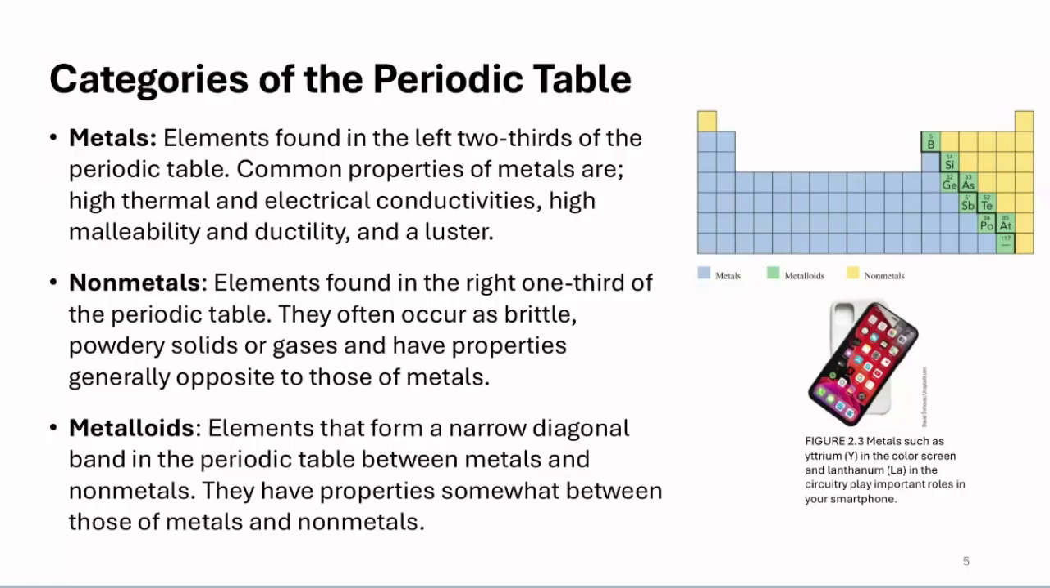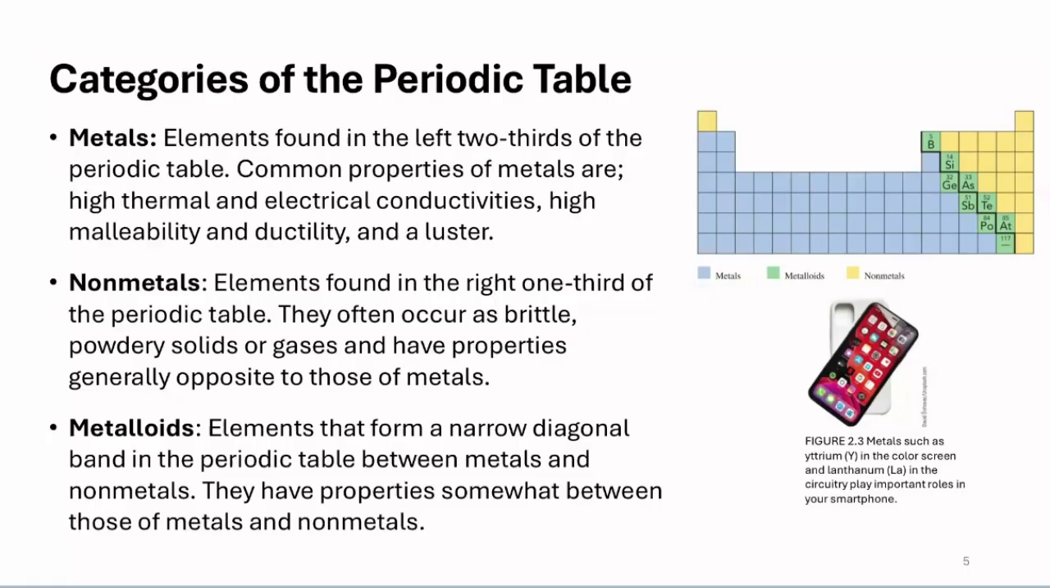Metals have some common properties that include high thermal and electrical conductivities, high malleability and ductility, and luster.